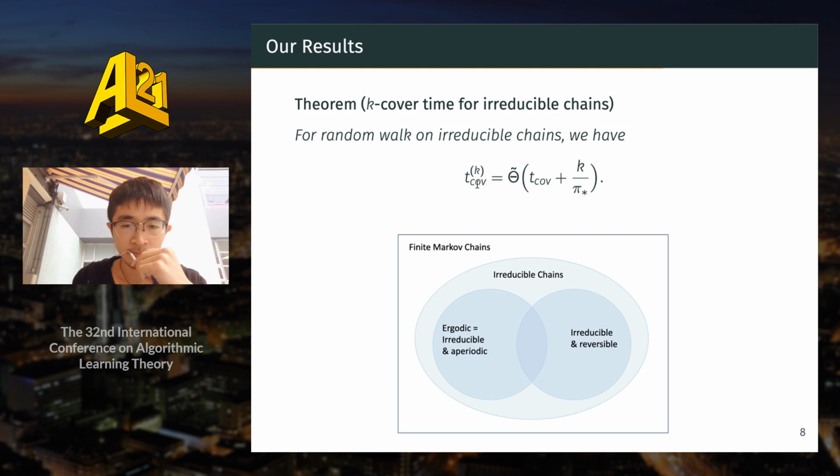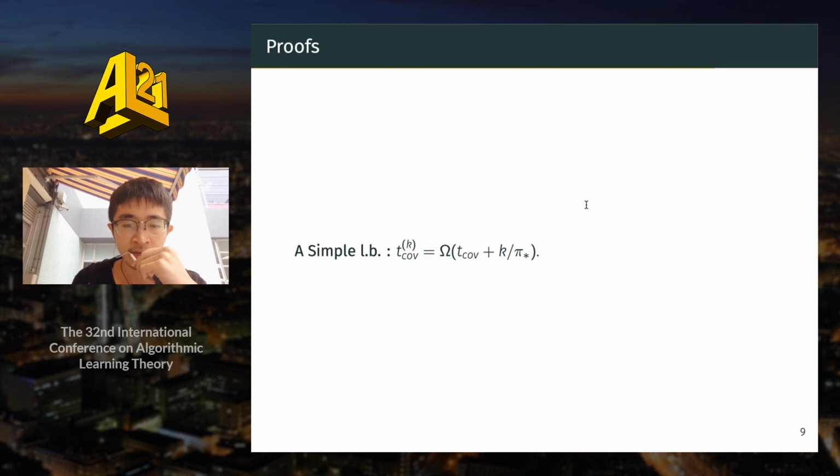And we remark that it is because we are able to derive bounds on kcover time that we can generalize all those learning and testing results for ergodic chains to general irreducible chains. And we remark that for irreducible chains on finite states, cover time is finite and pi star is strictly positive. So for any finite k, the kcover time is also finite. And so what are the proofs?